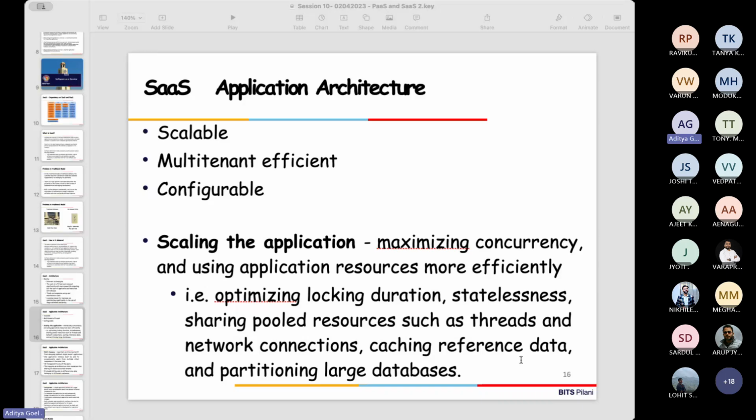Your application must be hosted as a set of threads or network connections or the data which is actually cached. All these things again get shared. Even for databases, you do not have to have separate databases. It could be a database which can get scaled or partitioned from very large databases.